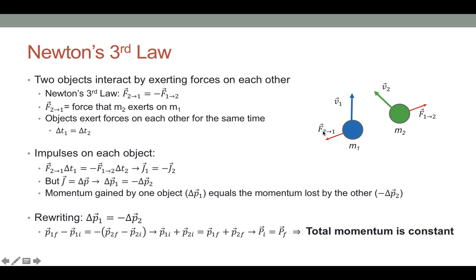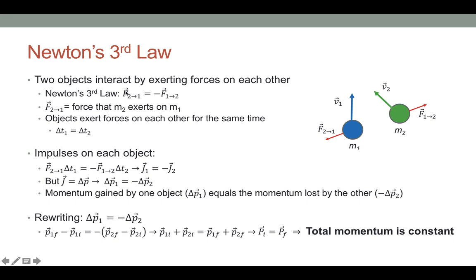This is the force that object 2 exerts on object 1, and this is the force that object 1 exerts on object 2. That means they'll be equal in magnitude and opposite in direction. In addition, while these two objects exert forces on each other, they'll be doing so for the exact same amount of time. For however long object 2 pushes on object 1, object 1 will push on object 2. So the times of interaction will be exactly the same.